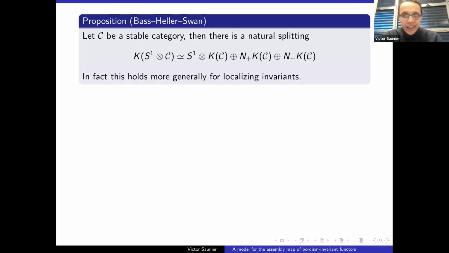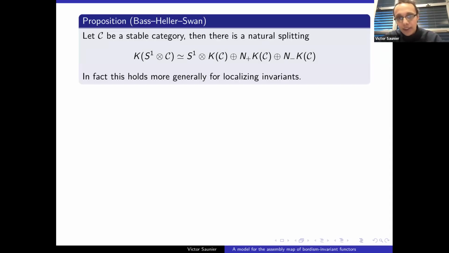So what's an example of what happens in the case of K-theory? If you start with a stable category C, then K of S1 tensor C, where this is the constant functor in C, I take the colimit indexed by S1, which is just BZ. Then I can split that into essentially three terms. One is S1 tensor K of C on the outside, and then there are two extra bits which are called nil terms.